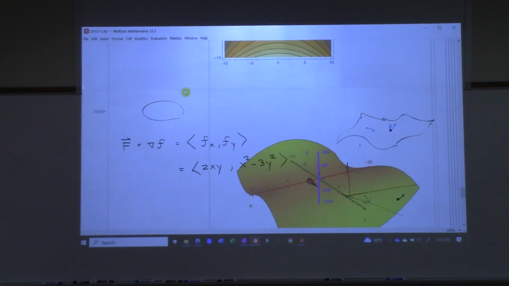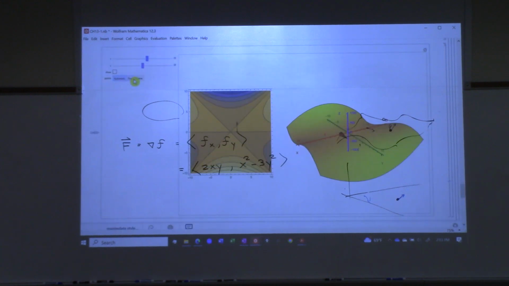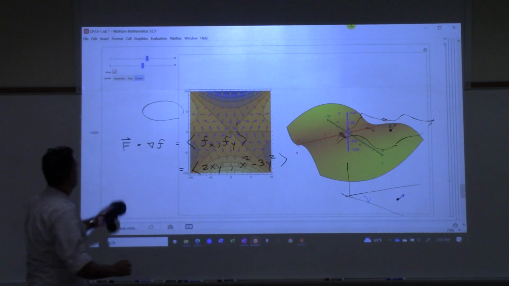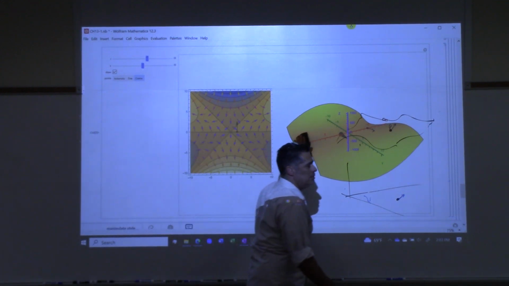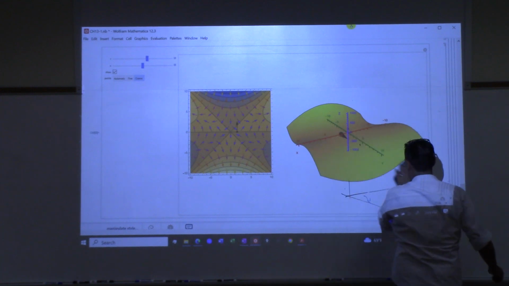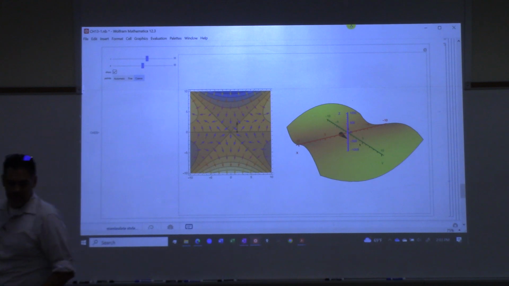I can move it, but it's, do we see the vector field on it? Yeah. There's the vector field. So the arrows point uphill, right? The arrows point uphill, steepest descent. So it's at its lowest point on the top and it's at its highest point on the bottom.